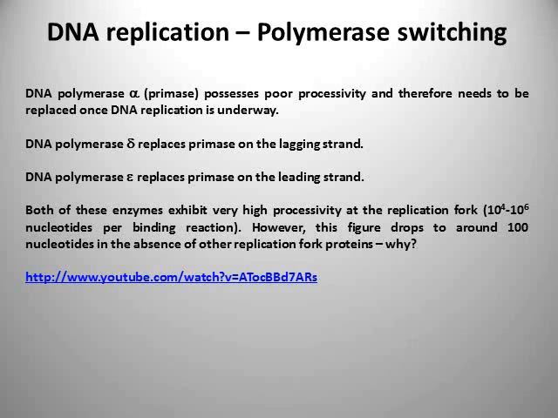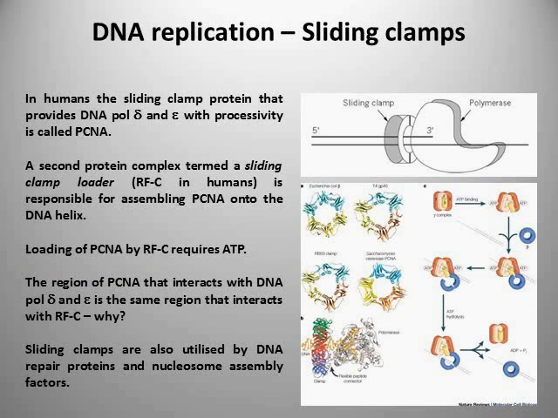In other words, you have other proteins present at the replication fork which drive forward the polymerase and make sure that it's moving along the DNA template at a rapid speed and performing its function very efficiently. So those processivity factors are what are known as sliding clamps. And the one that's particularly important in humans during DNA replication is the protein PCNA.